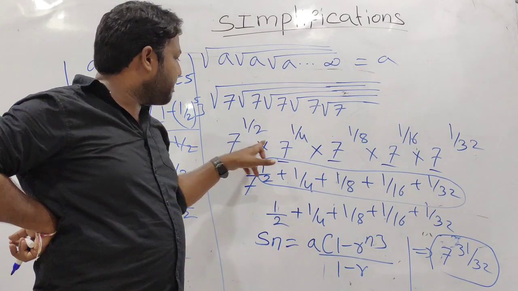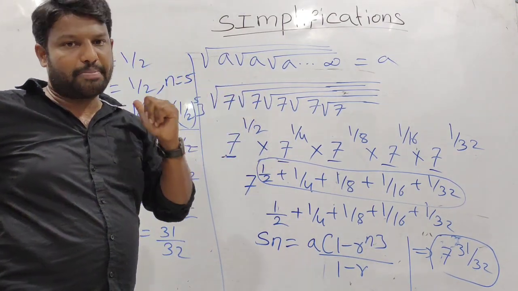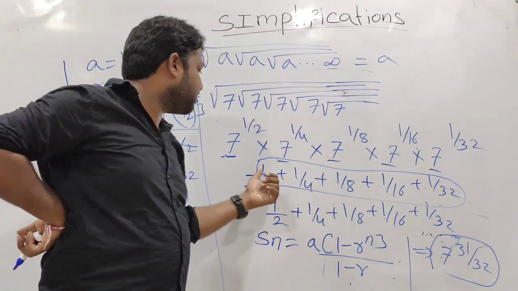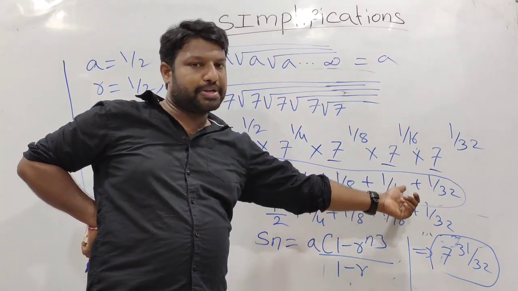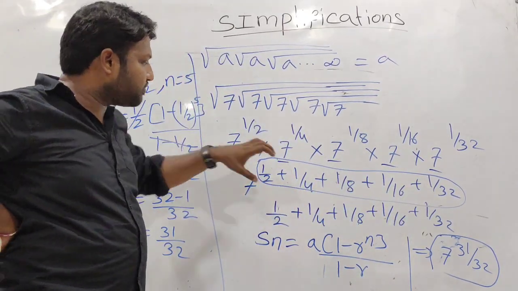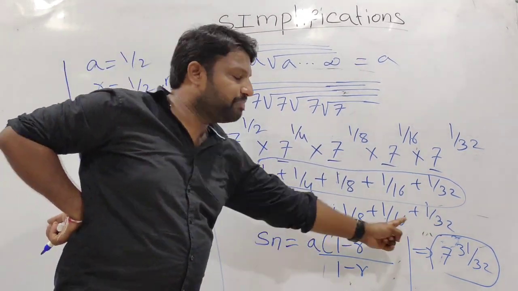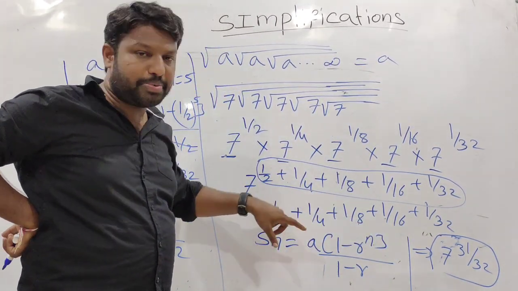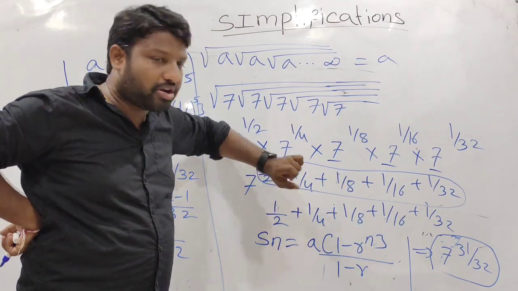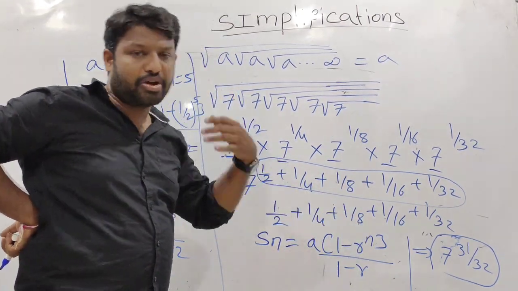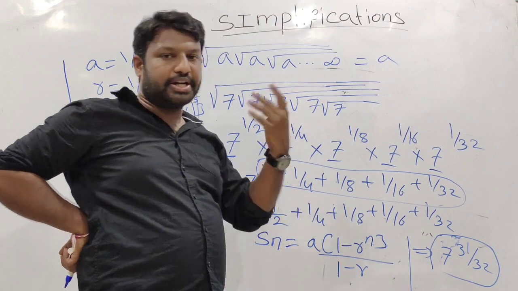Now I am taking a power m into a power n is nothing but a power m plus n. So I have written this sum 7 power 1/2 plus 1/4 plus 1/8 plus 1/16 plus 1/32. Now ఈ sum ని సాల్వ్ చేశాను. ఎలా సాల్వ్ చేశాను? They are in GP. So how do I know that they are in GP? Because common ratio. This term by this term you are getting one ratio, and this term by this term you are getting the same ratio. This term by this term you are getting the same ratio.